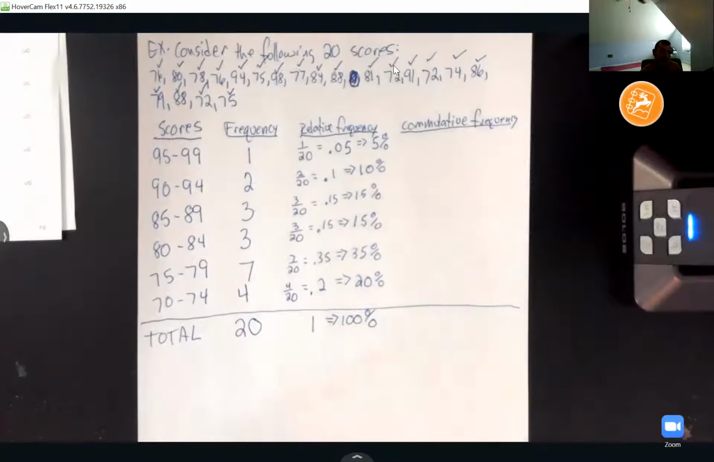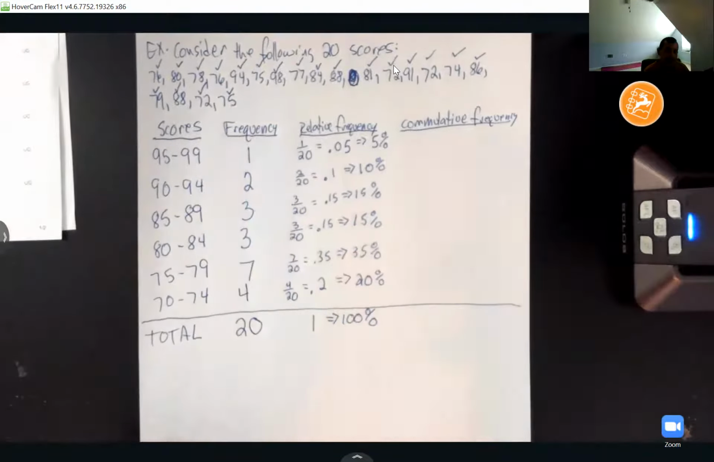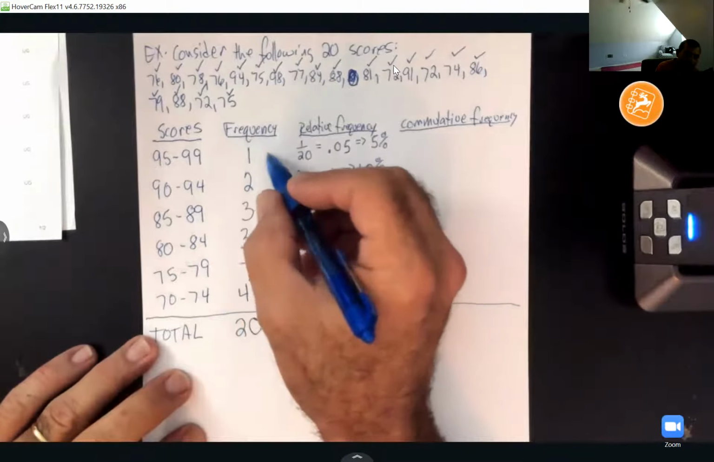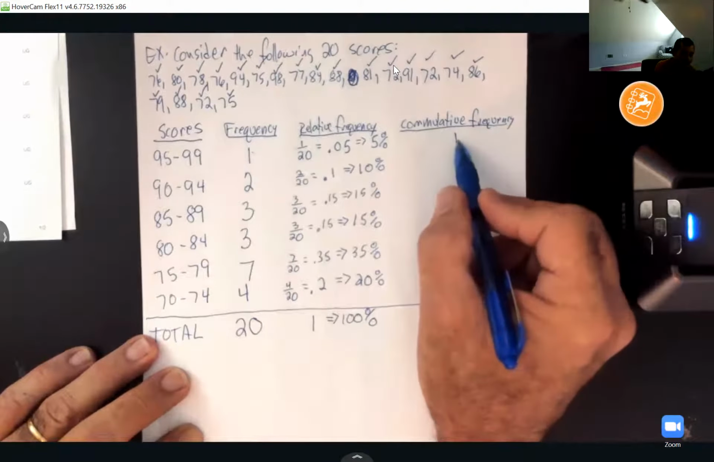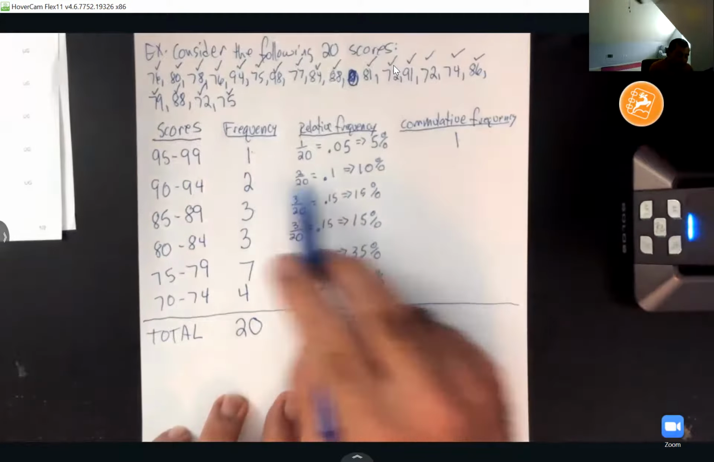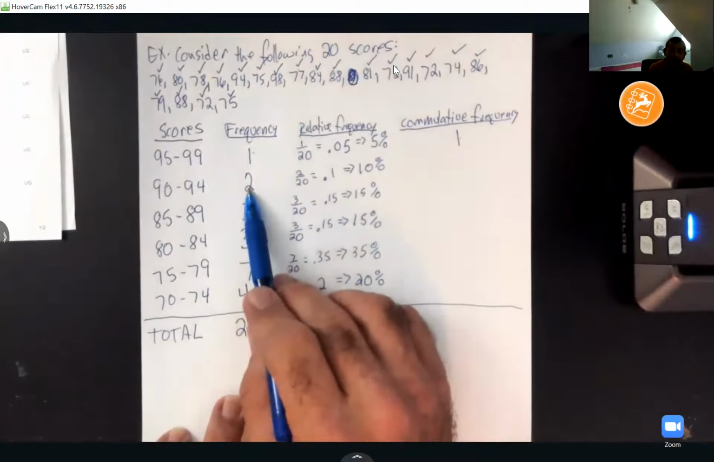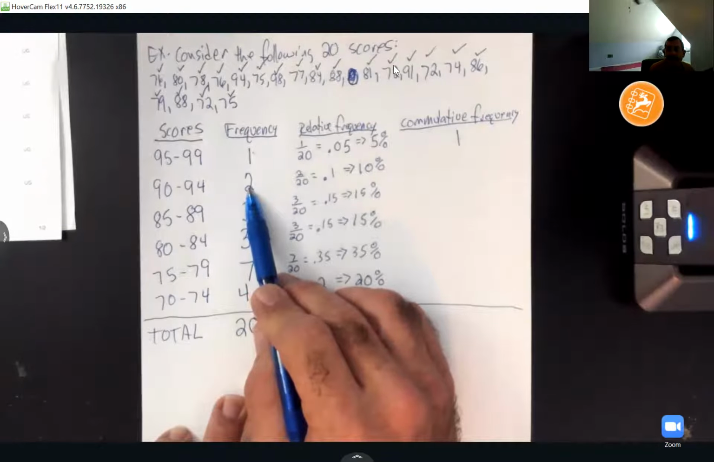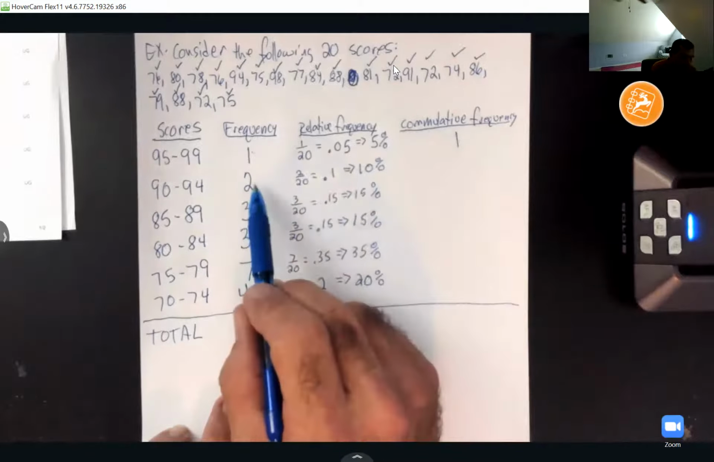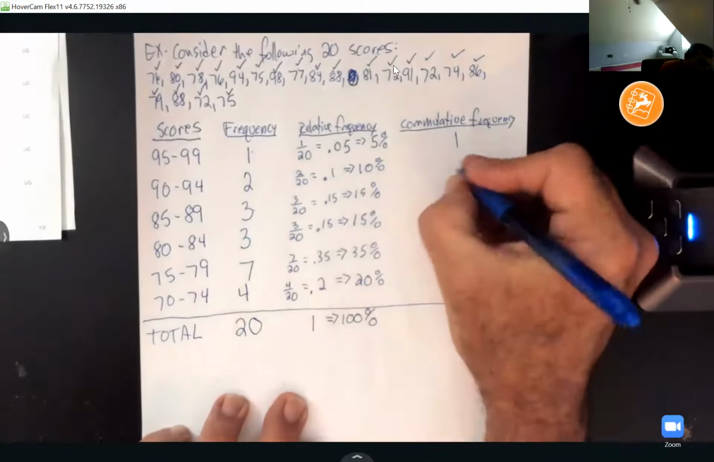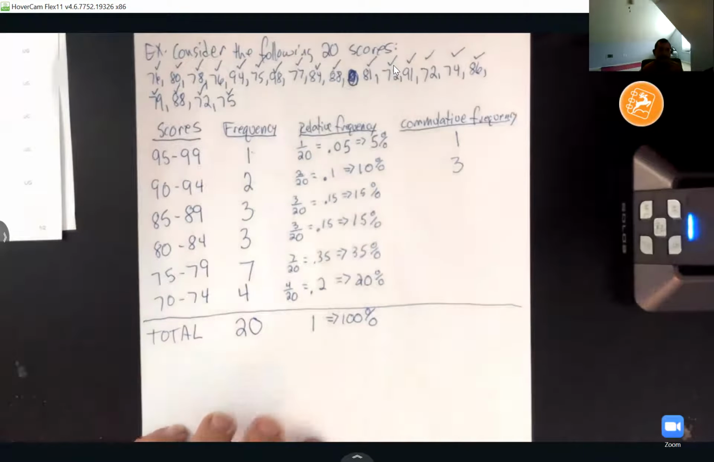So y'all, the cumulative frequency. The cumulative frequency counts that category's frequency plus any prior categories. So since this is the first category, the first cumulative frequency would be the 1. For the second row, this category had 2, but remember, you got to add the prior row's frequency. So the cumulative frequency would be the 2 plus 1 would be 3.